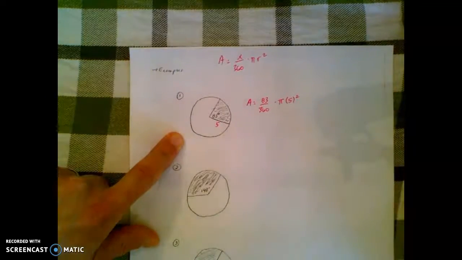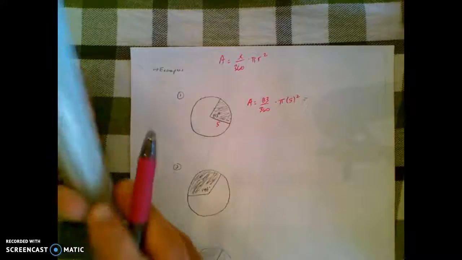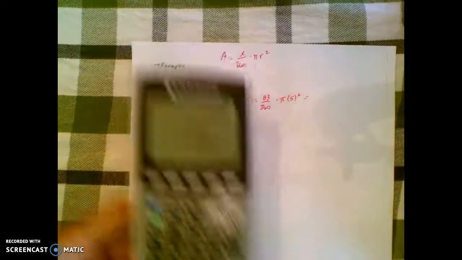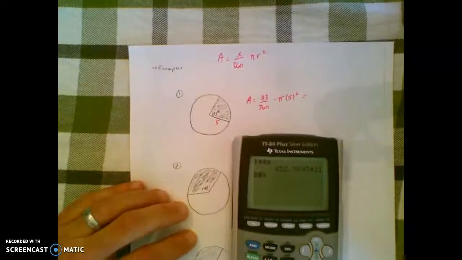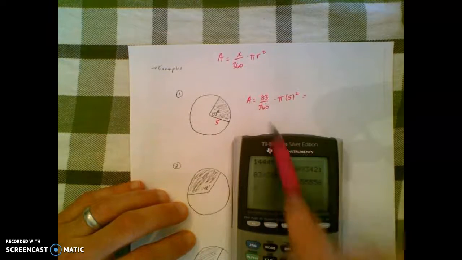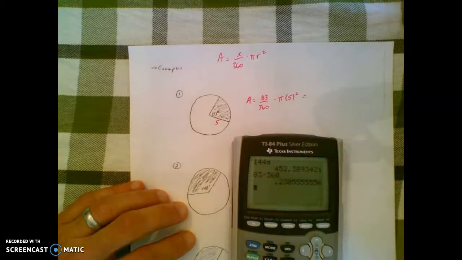So now what I would do is I go to the calculator and probably just plug it in like that. So first of all, I figure out what 83 over 360 is. So it's equal to that. Now we just use that number. And so this 83 over 360 is the same as that. And now I need to multiply by pi 5 squared.